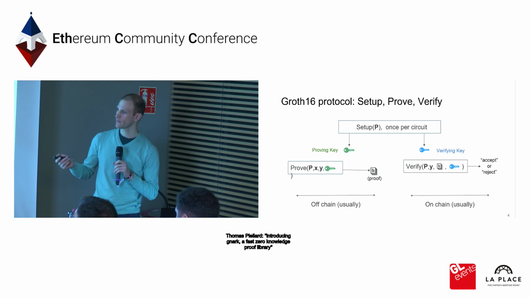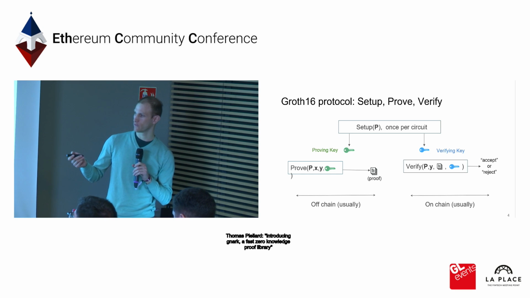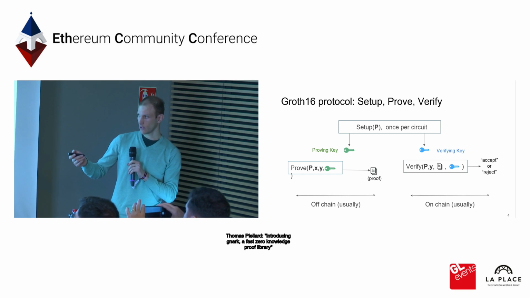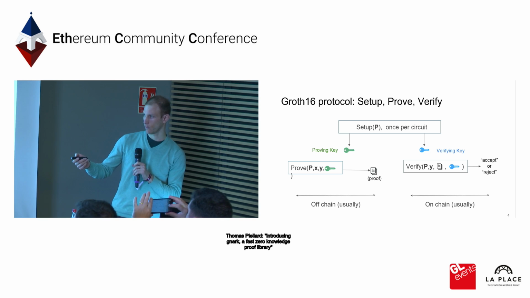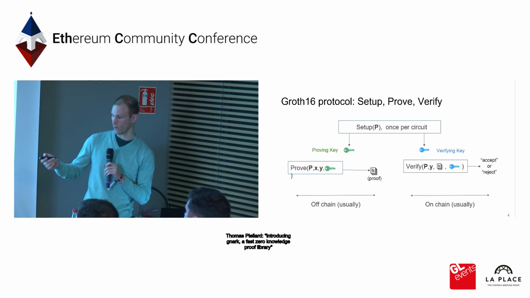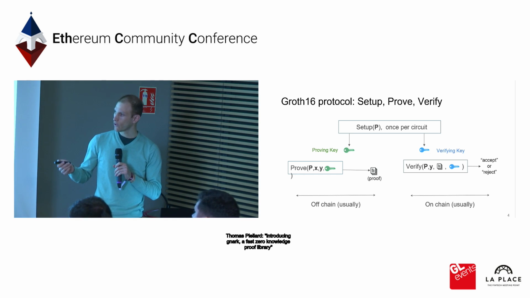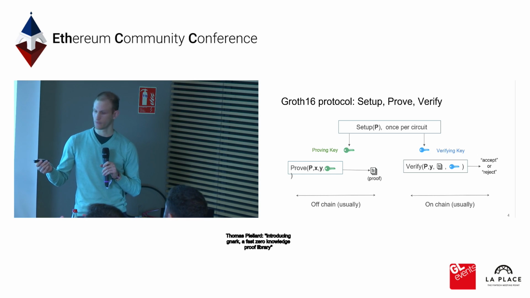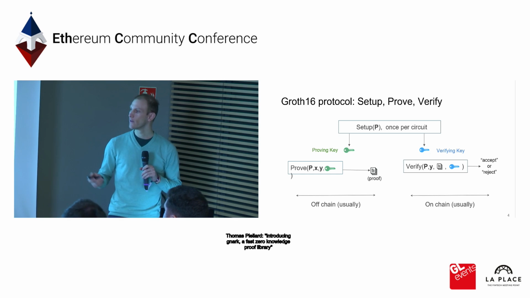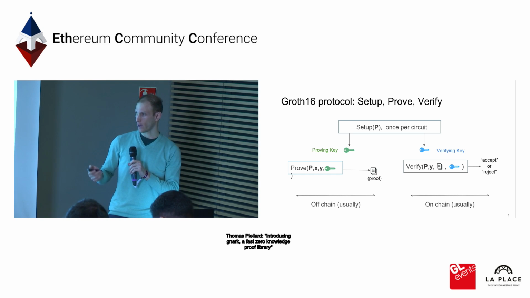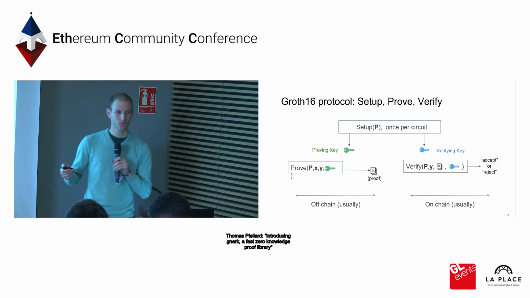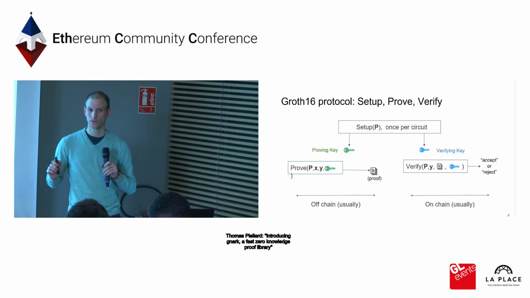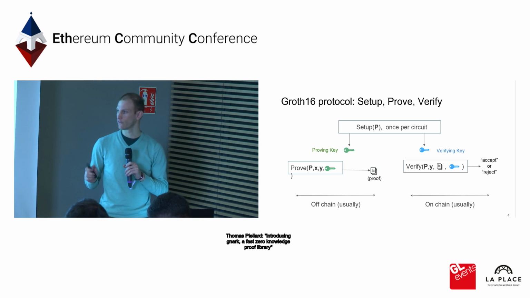To prove a statement, if Bob wants to prove that he knows X such that when X is given to P, it gives rise to Y, he will call the proving algorithm. He will give the proving algorithm the program or circuit P, the private input X, the public input Y, and the proving key. And this algorithm will spit out a proof. Concretely, it's just a short file, so it's very lightweight.